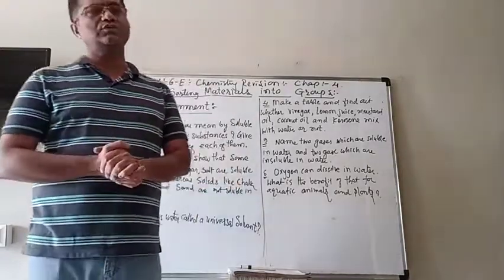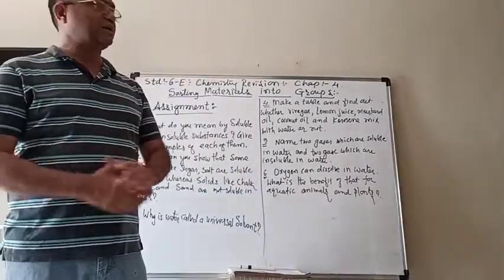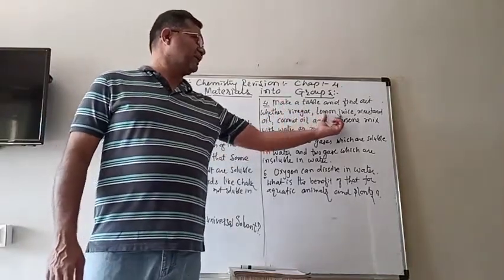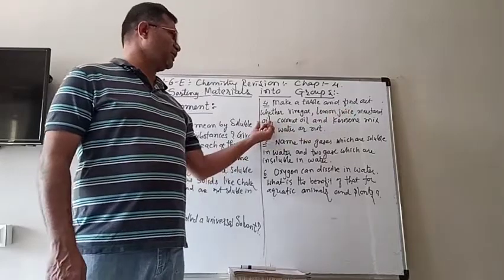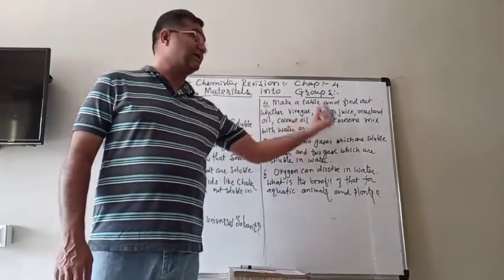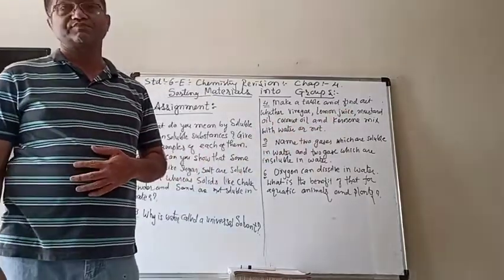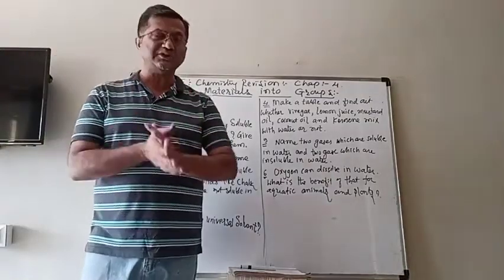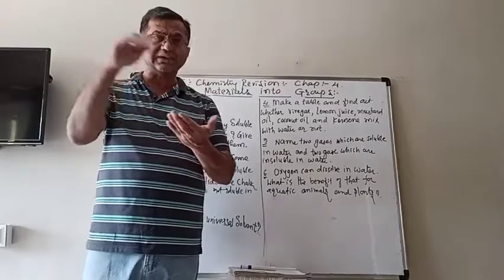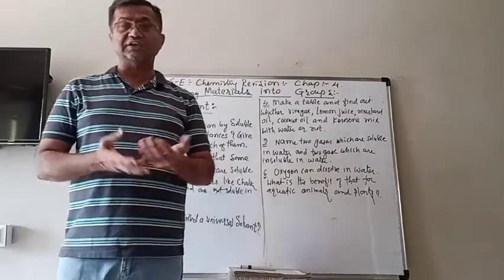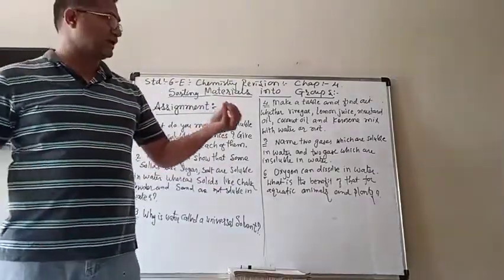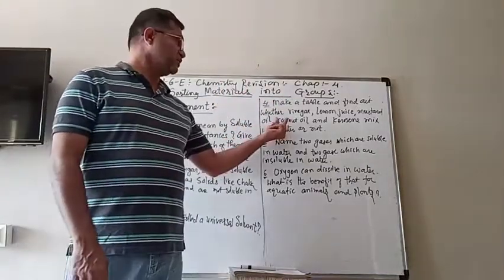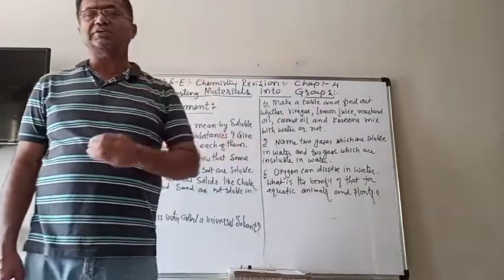For that we have to do the activity, that we have to take some different liquids like vinegar, lemon juice, mustard oil, coconut oil, kerosene, etc. and check whether they are getting mixed. If they are getting mixed with each other, not making a layer, then they are dissolving, meaning they are mixing in the water.